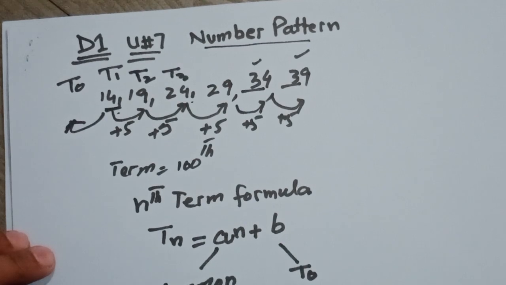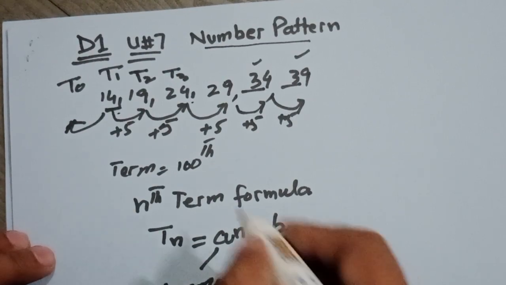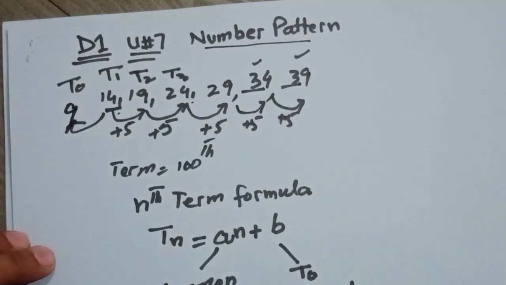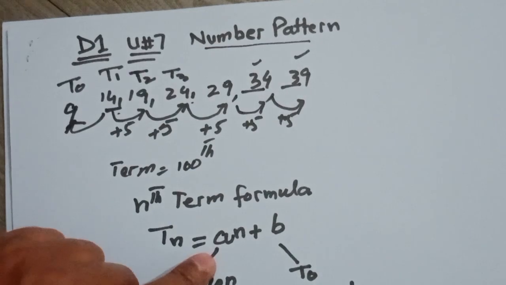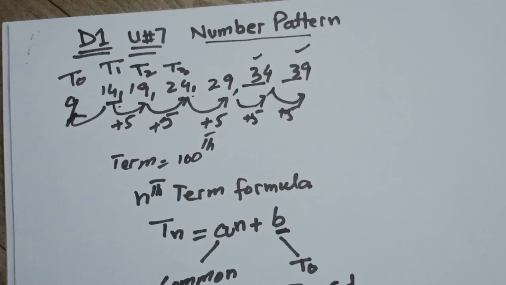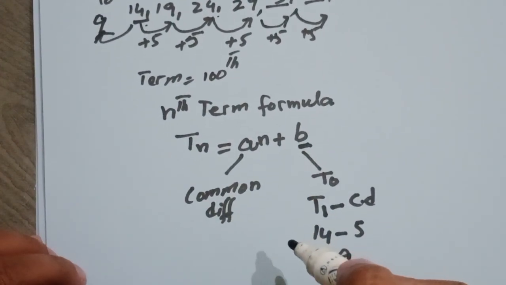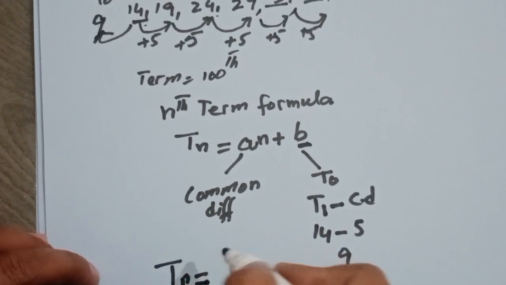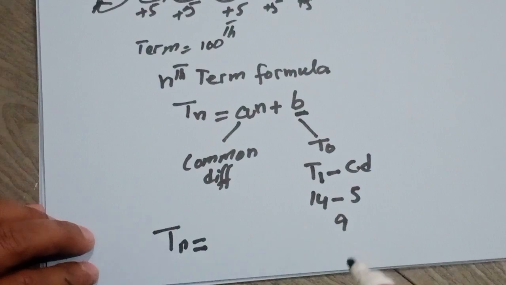T naught is your T1, term 1, minus the common difference. What is the common difference? Your term 1 is 14 and the common difference is 5, so T naught, just before the first term, is 9. So with the help of a, which is the common difference, and b, which is the term just before your term 1, we can construct the nth term formula, Tn, for that sequence.